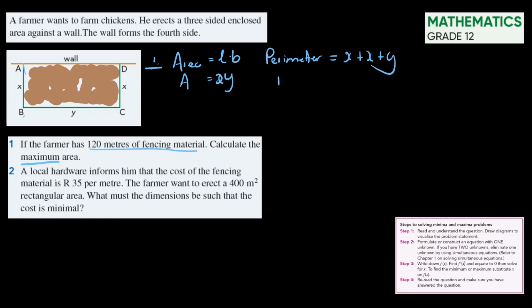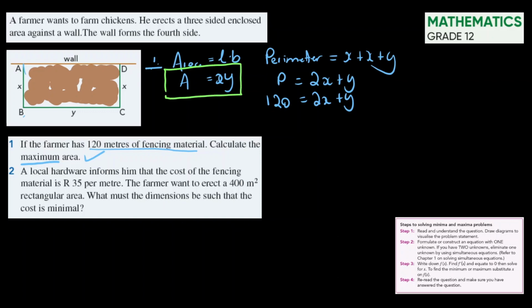So the perimeter P will be equal to 2x plus y, but we know what the perimeter is. The perimeter is 120, so 120 is equal to 2x plus y. You can see here in essence, because the question asked you for the maximum area, the focal formula here will be the area formula, right?